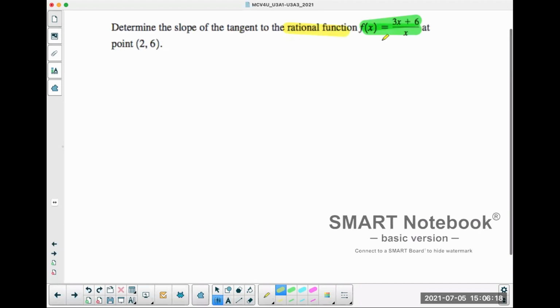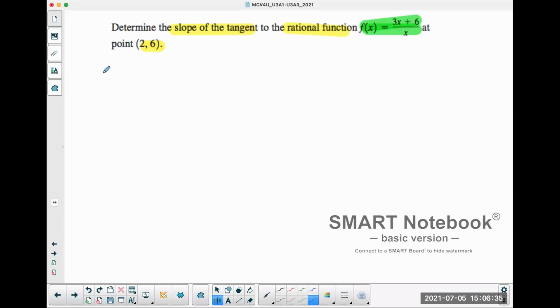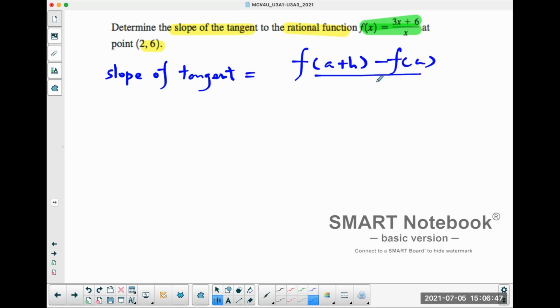So here's another function. This is called a rational function. You're going to have a numerator and a denominator, but the steps are similar. You're asked to find the slope of a tangent. You're given a point. So you're going to say, let me set up. Slope of tangent is going to equal f at a plus h minus f at a over h.